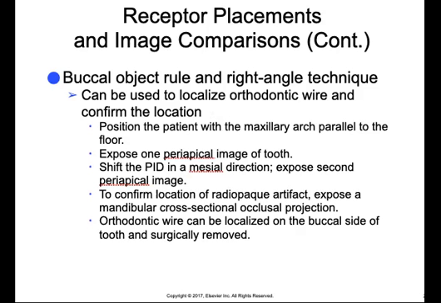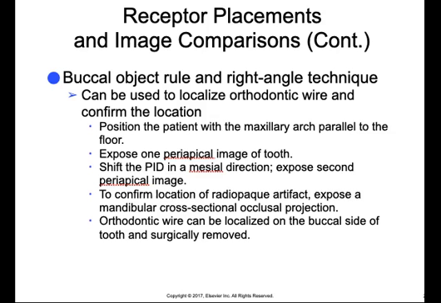So you'll first position the patient with the maxillary arch parallel to the floor. You'll expose one periapical image of tooth number 30. At this point, a radiopaque artifact is seen near the furcation area, and you can look at figure 21-13 to see this. And then you'll shift the PID in a mesial direction and then expose a second periapical image. In this image, the artifact appears to have moved in a distal direction in the second image.